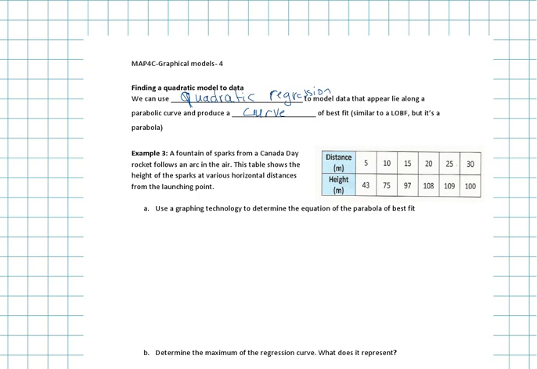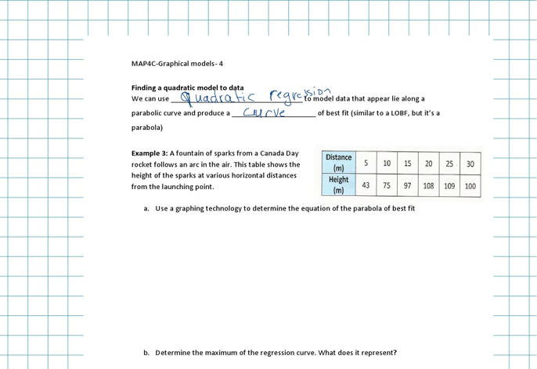And then we're going to do the regression. Okay? So a fountain of sparks from a Canadarm rocket follows an arc in the air. This table shows the height of the spark at various horizontal distances from the launching point. We're going to use graphing technology to determine the equation of the parabola of best fit. It's telling us it's a parabola, so we know it's going to be quadratic.